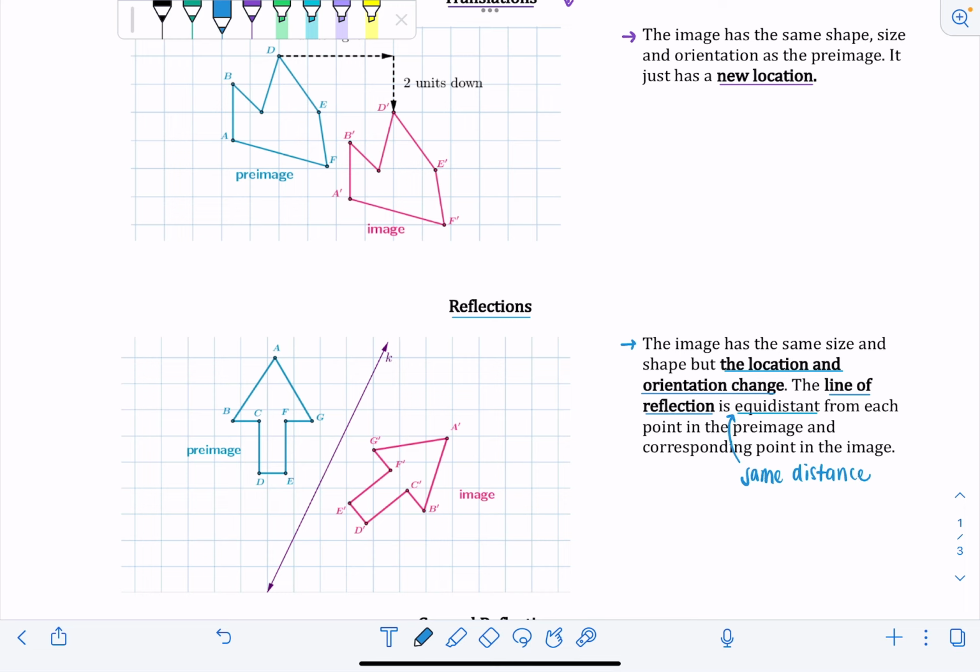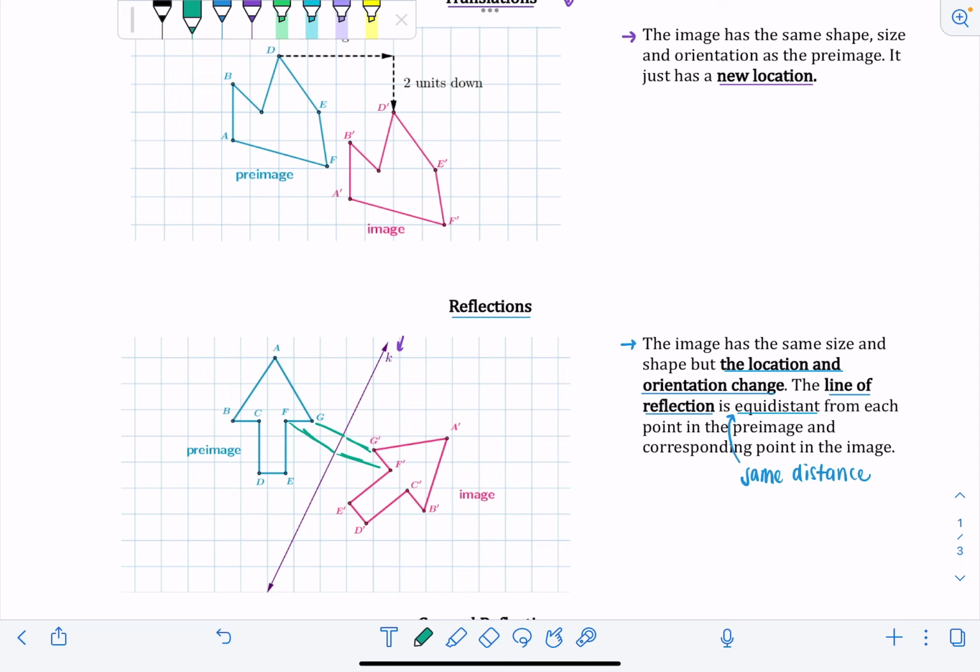Okay, so we have our pre-image, that's the one in blue over here. And then we have the image, which is the reflection over that line of reflection K up here. So each of the points in the image are equidistant, or the same distance, from the line of reflection as the corresponding point in the pre-image. So like G is right here, G prime is the same distance over there. The distance between F and the line of reflection is right here. It's the same distance over here. So they're all the same exact distance, it's just flipped over.